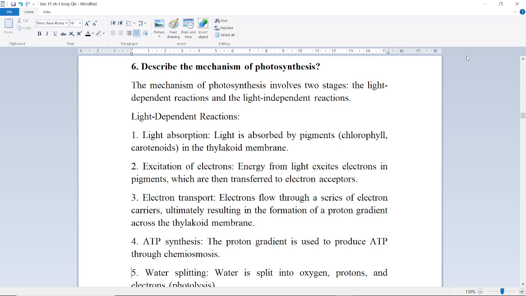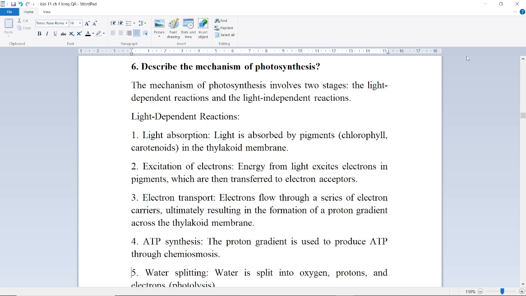Next step is excitation of electrons. Energy from light excites electrons in pigments, which are then transferred to electron acceptors. Next step is electron transport. Electrons flow through a series of electron carriers, ultimately resulting in formation of a proton gradient across the thylakoid membrane. ATP synthesis. The proton gradient is used to produce ATP through chemiosmosis.